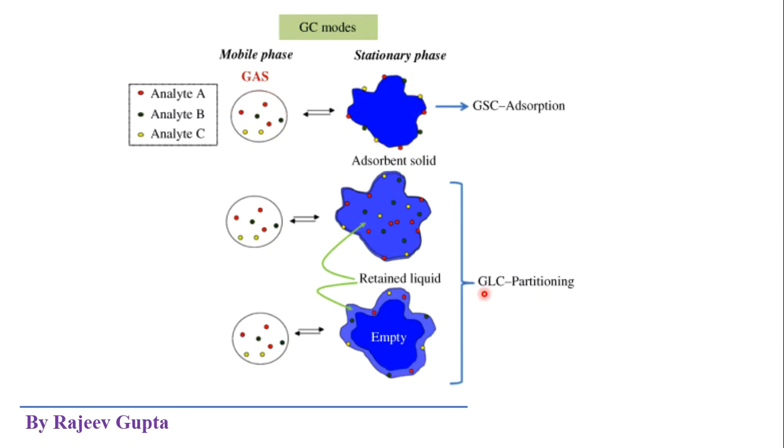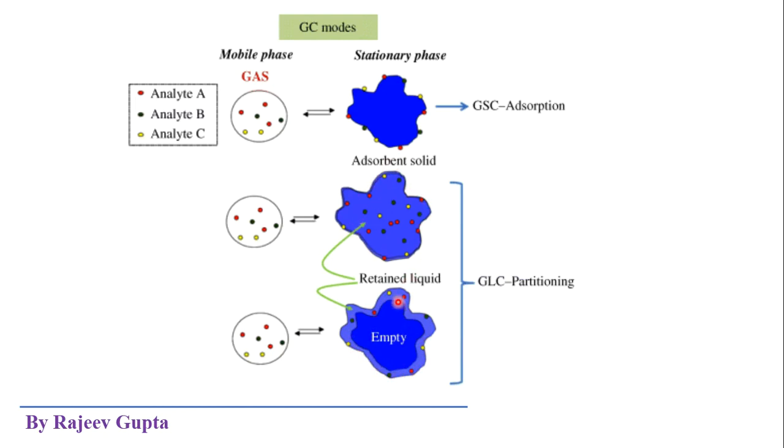But in case of GLC, partition takes place. In this partitioning, the sample molecules go inside the coated layer. See, this is the solid particle, which is covered by a non-volatile liquid phase. So this combined is called the stationary phase particle. It is shown in the third portion of this image.